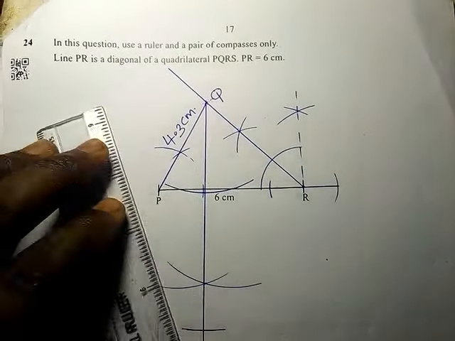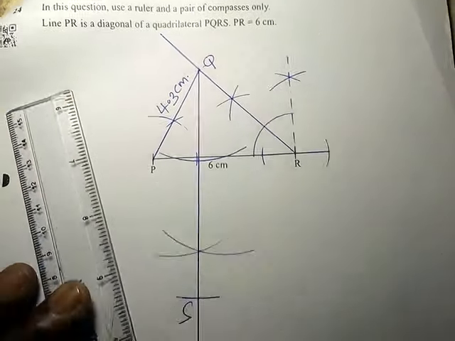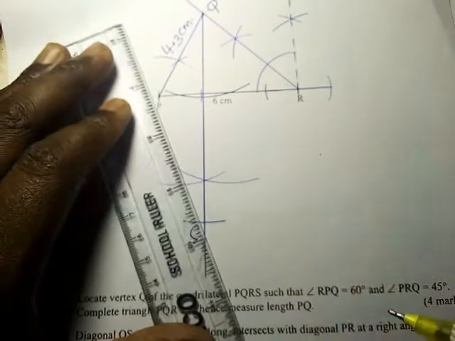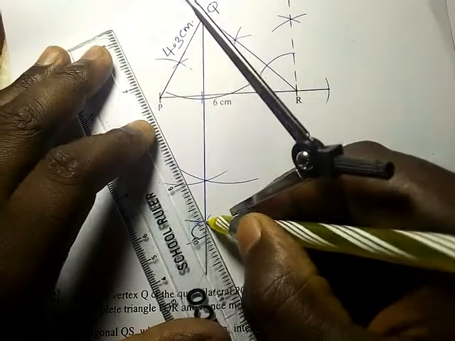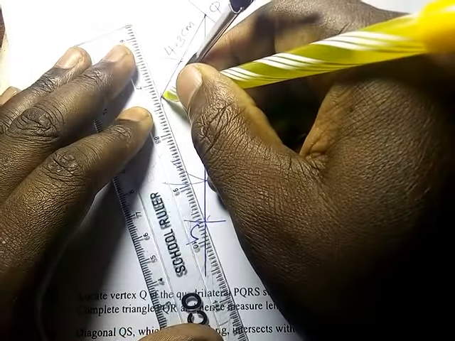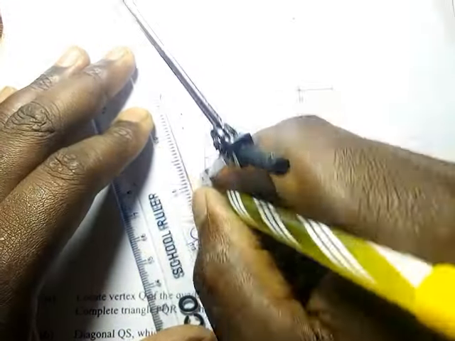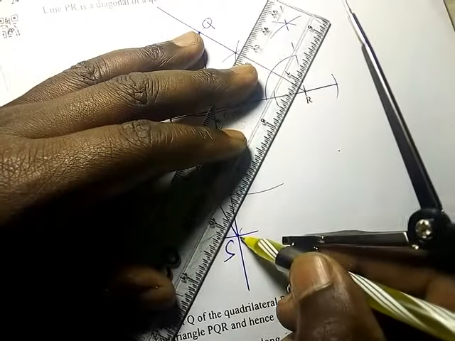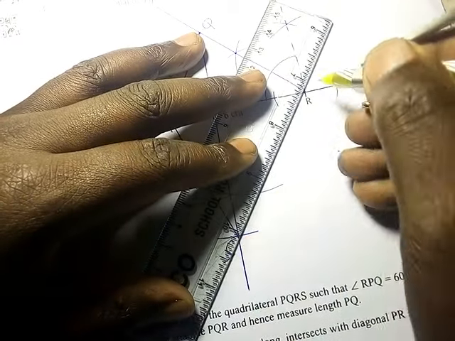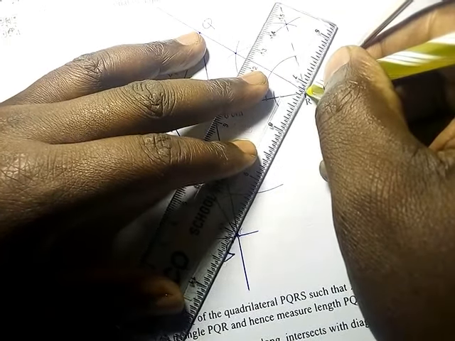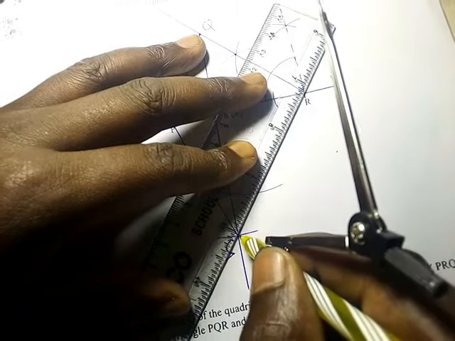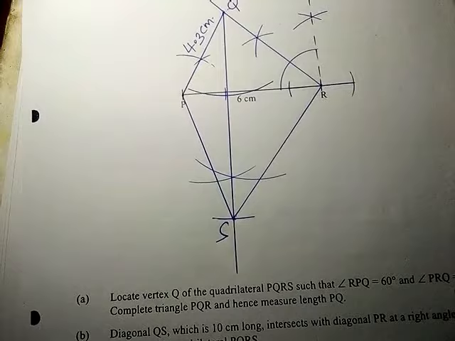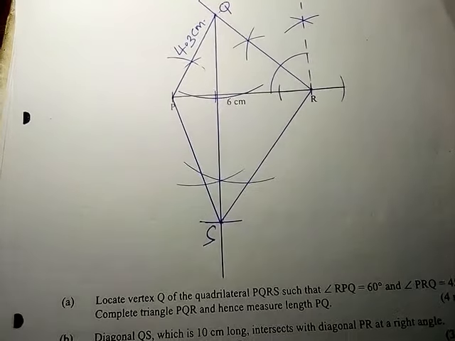And then now you complete the figure. It means S is here. It means this is where S is. Now join this and that. And then join RS. And there you are. You have your marks like that.